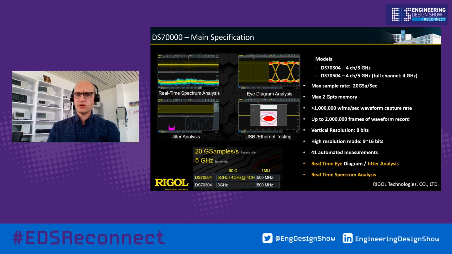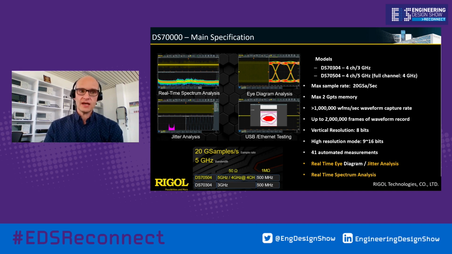We have a maximum memory depth of 2 gigapoints, and the waveform capture rate is more than 1 million waveforms per second. With this oscilloscope, it's able to record data frames up to 2 million frames. Of course, in case you increase the memory depth, the number of frames will be reduced. But you can, for example, extend the memory depth. In case you select a memory depth of 1 gigapoint, for example, you can record 9 frames. So in principle, it's 9 gigapoints of data you can record.